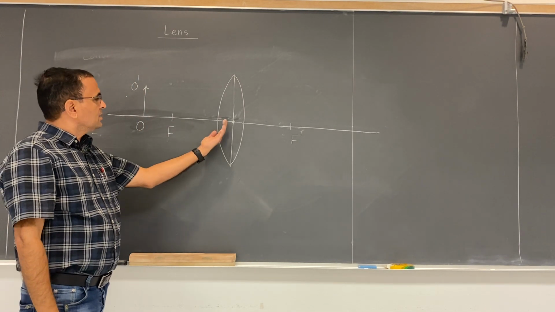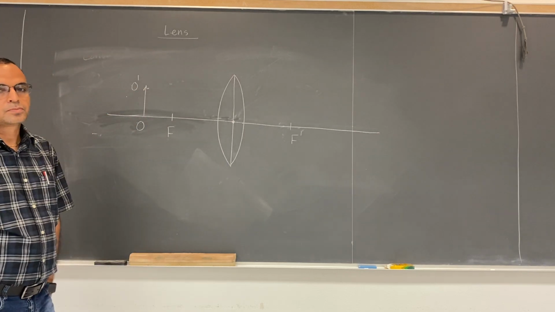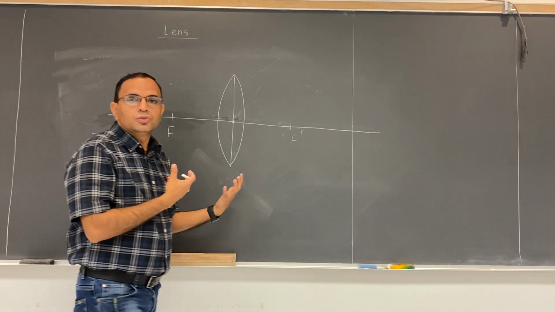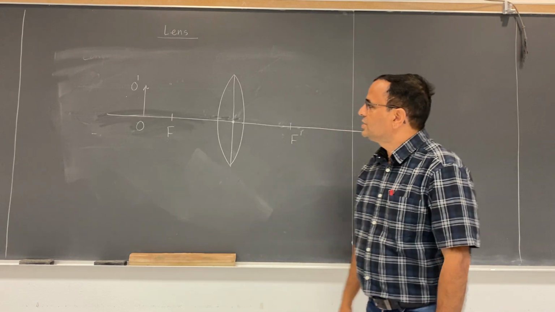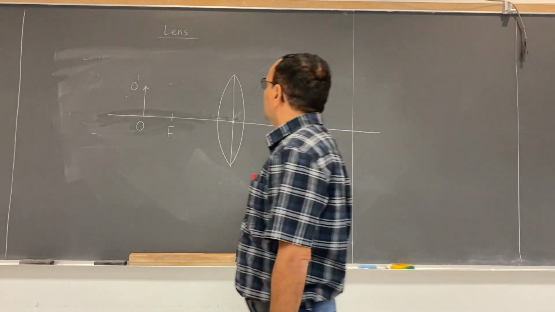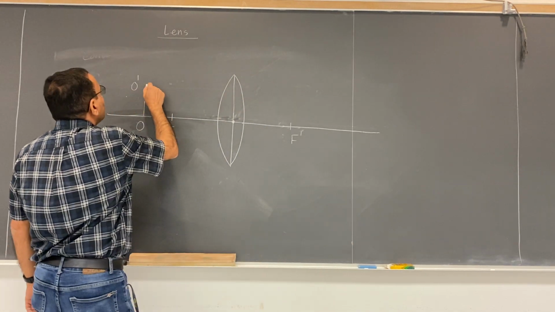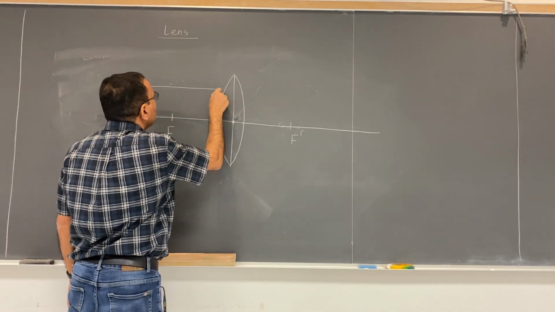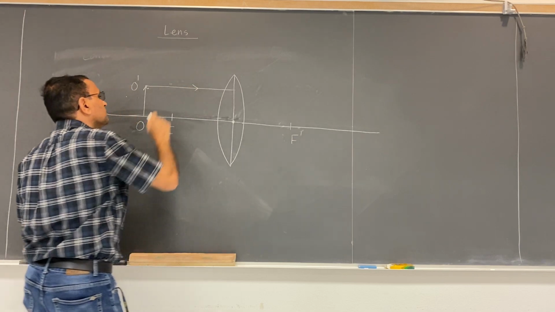You keep the object right here. How do you draw the ray diagram? The ray diagram is also important here. To draw the ray diagram, you can draw one ray from here parallel to the principal axis, like this.